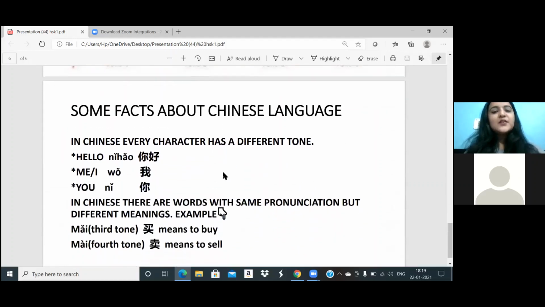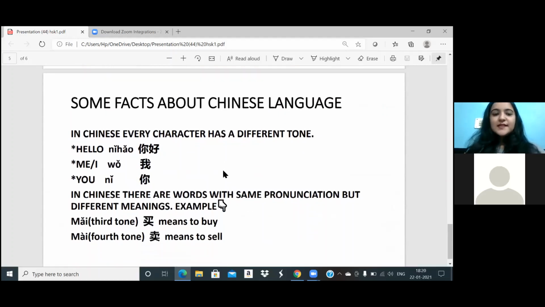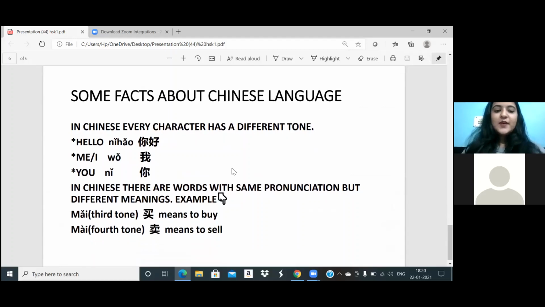Now, there are some very interesting facts about the Chinese language. First is every character has a different tone. For example, if we say ni hao, we can see that in ni hao there are two tones, that is the third tone. So every character in Chinese has a different tone.